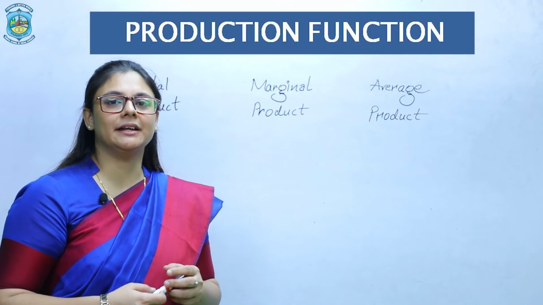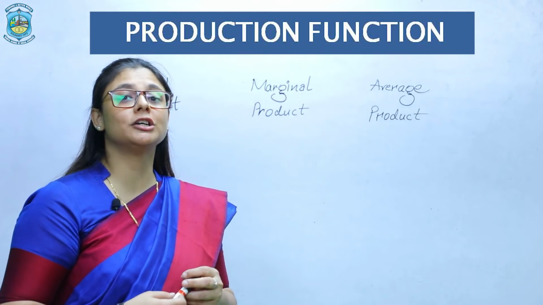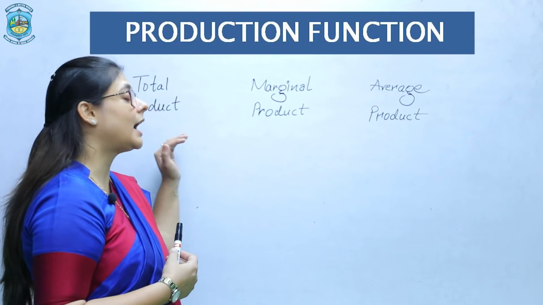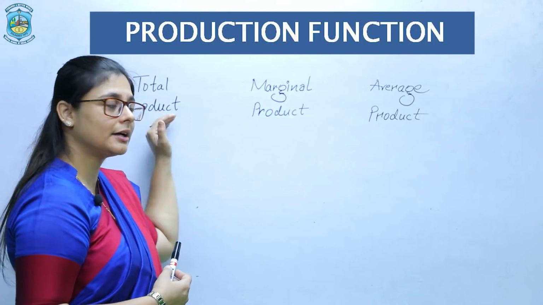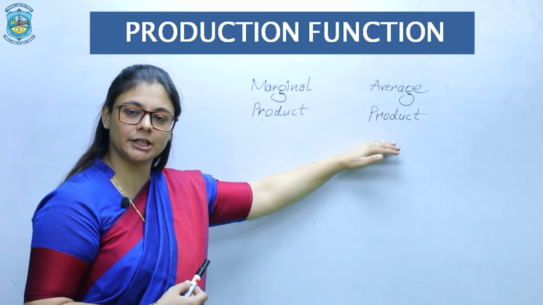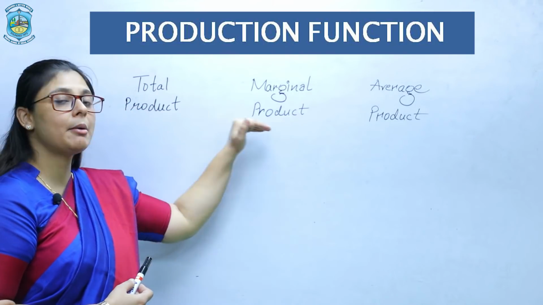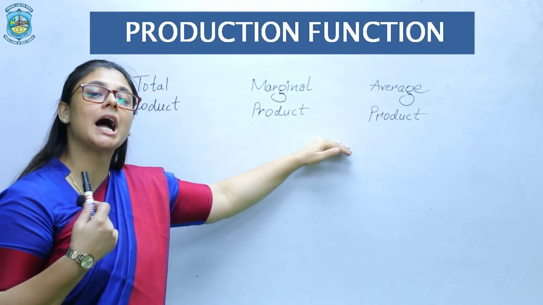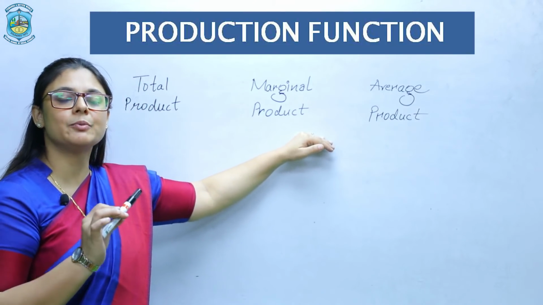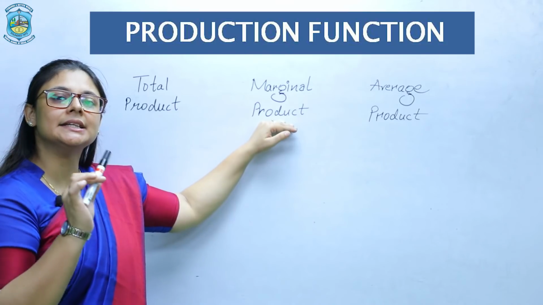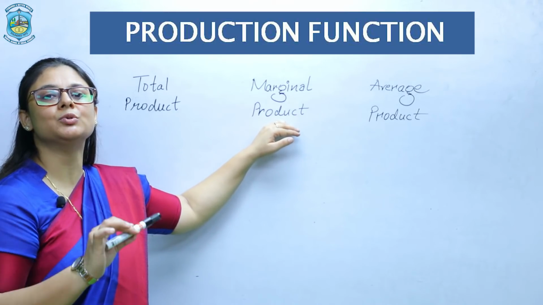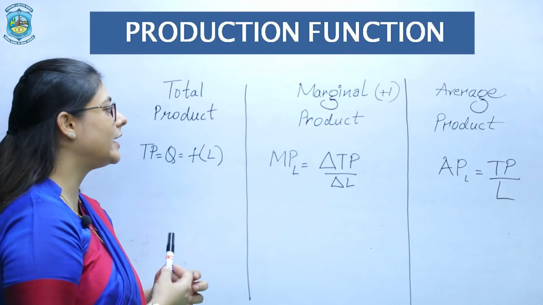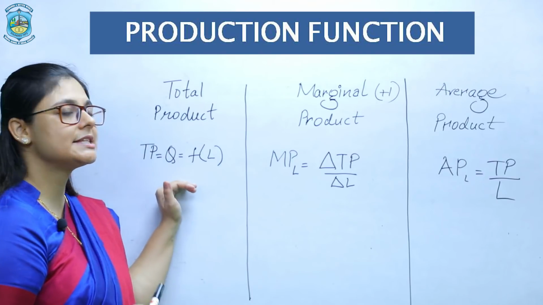Now let's go on to explain the 3 most important concepts in order to understand the production function. These 3 important concepts are the concepts of total product, marginal product and average product. Now let's have a look at this word product here. This product is nothing but another word for output. So by product here you will understand the term output is interchangeably used with the term product. So let's see how we can calculate these 3 important concepts. First one is the total product.